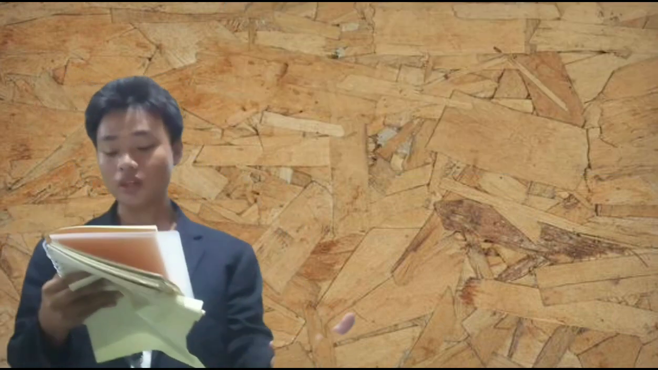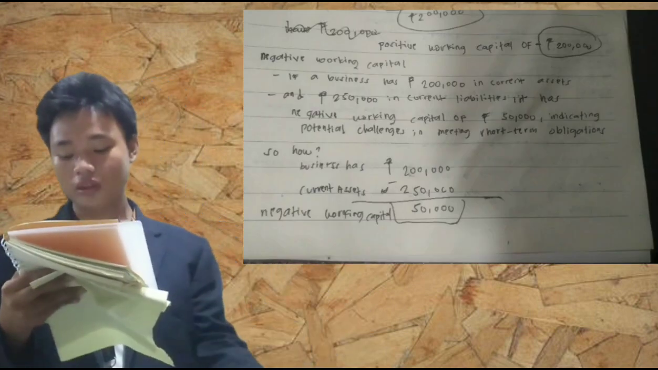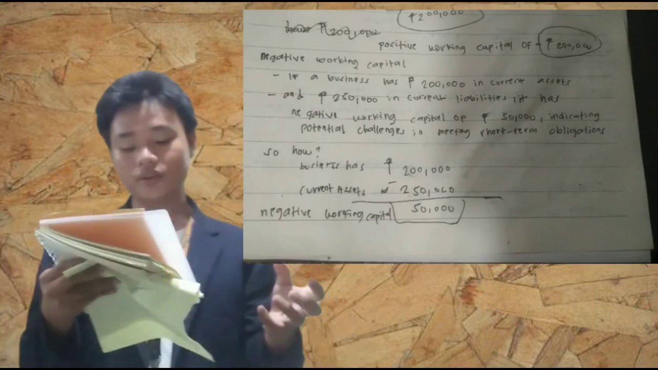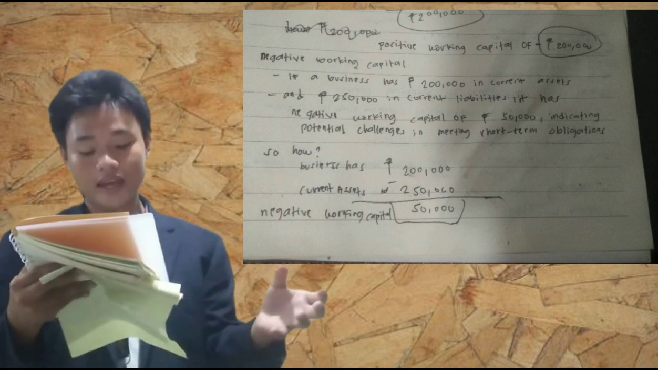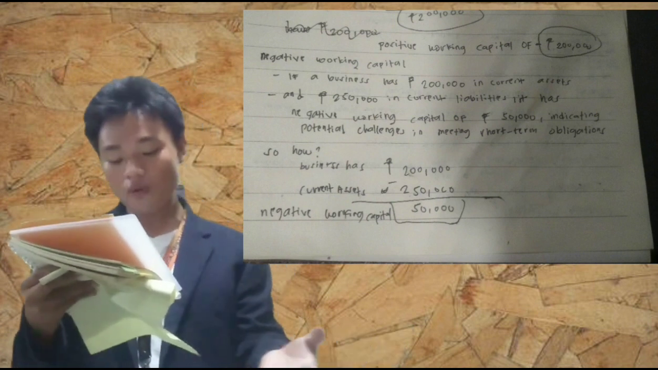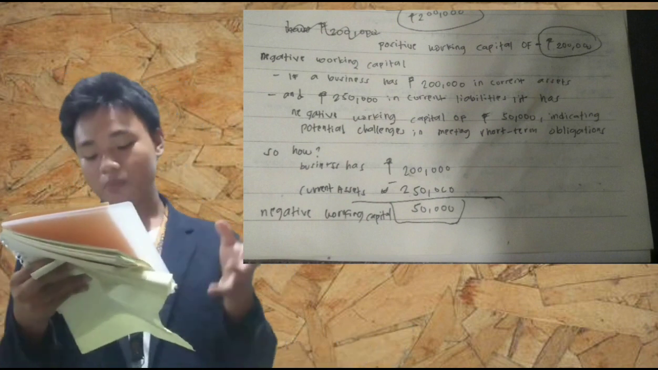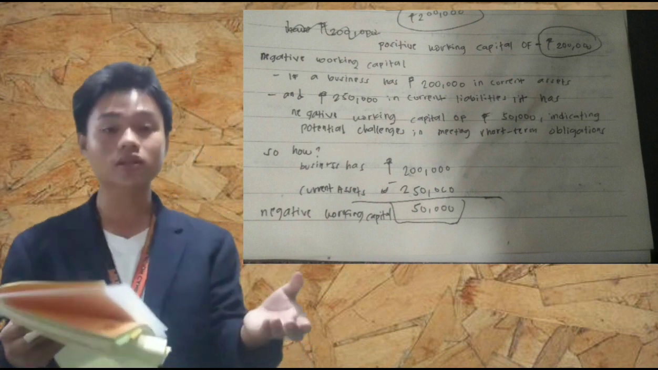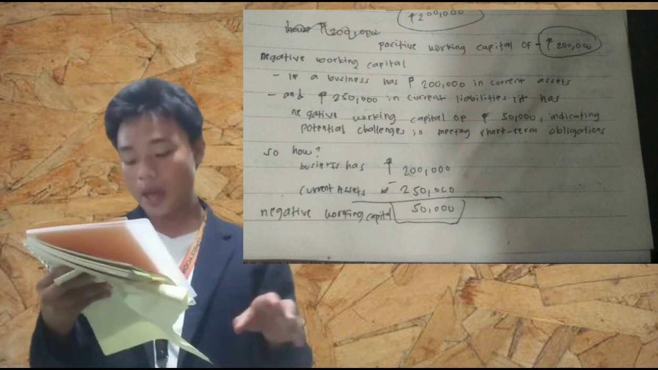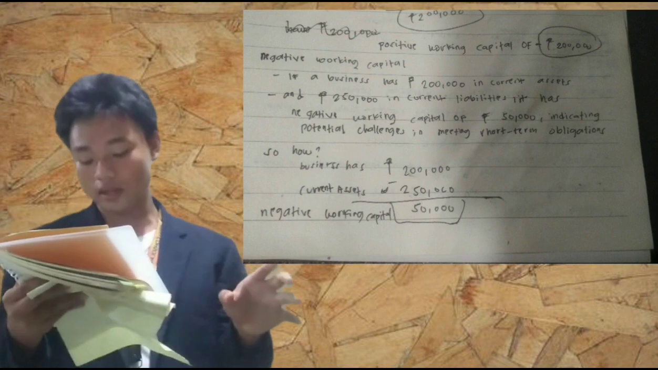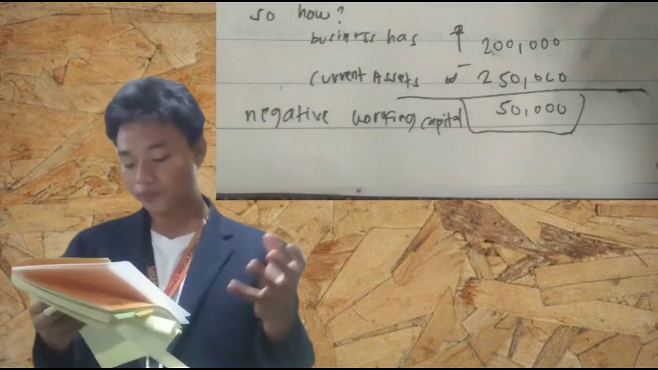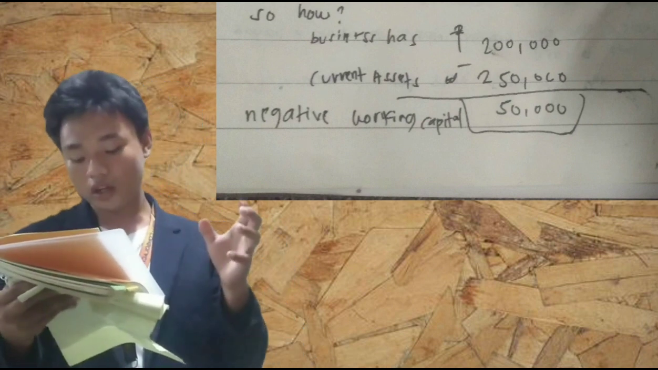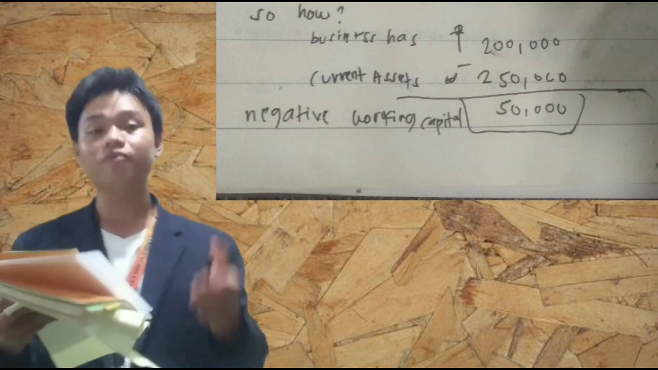Next, the example of negative working capital. If a business has 200,000 in current assets and 250,000 in current liabilities, it has negative working capital of 50,000, indicating potential challenges in meeting short-term obligations. So how? The business has 200,000 in current assets and 250,000 in current liabilities, so you subtract, and the total negative working capital is 50,000.